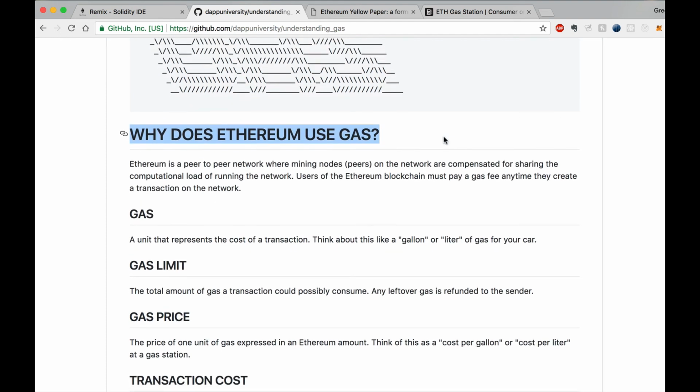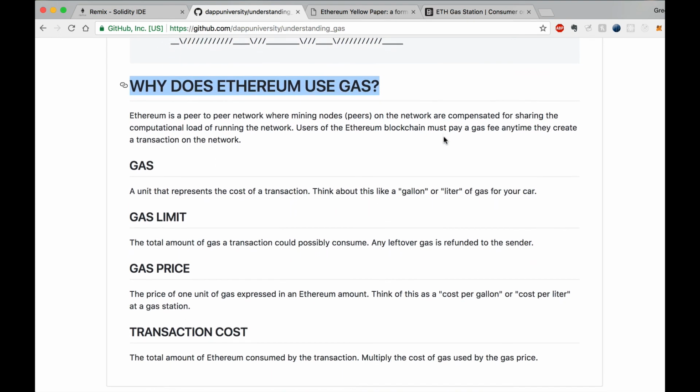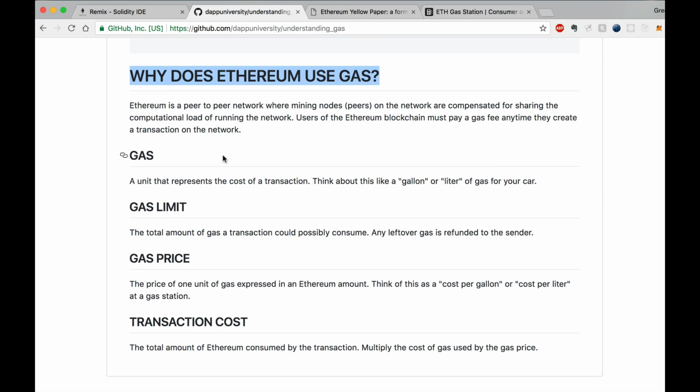So let's look at some concepts that are surrounding gas. These are like vocabulary words that are thrown out there when you're developing applications on Ethereum, or you're just using a decentralized application on the Ethereum network. Maybe you're participating in an ICO or you're using a Dapp. You might have seen these kinds of things before. These are gas limit, and gas price. And I'll also talk about transaction cost, but we'll focus on these three first.